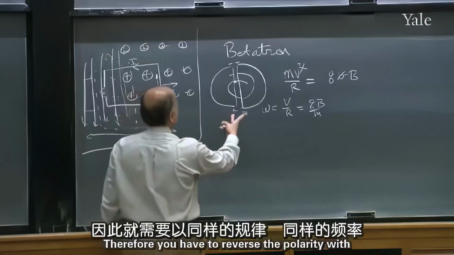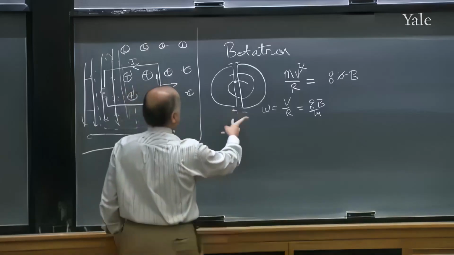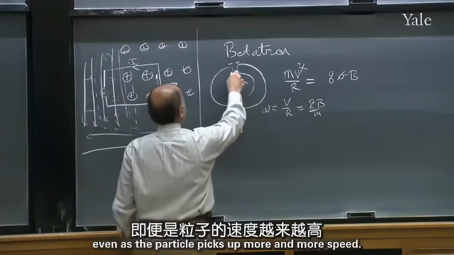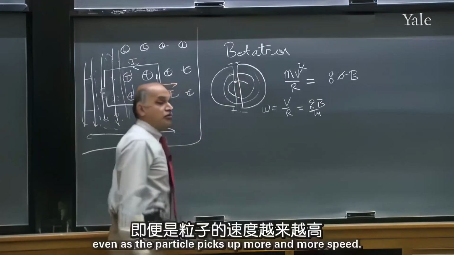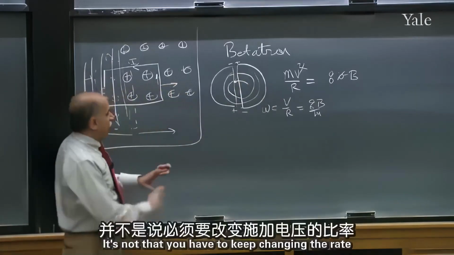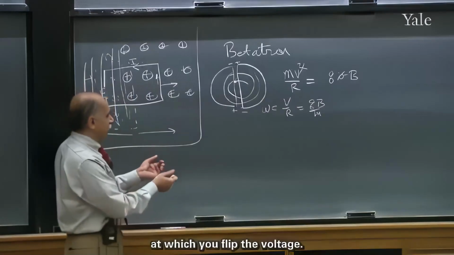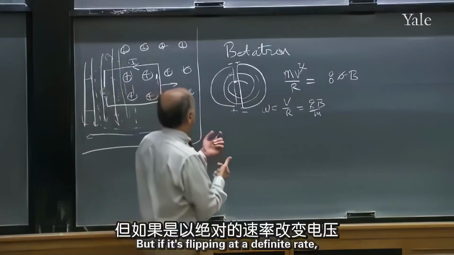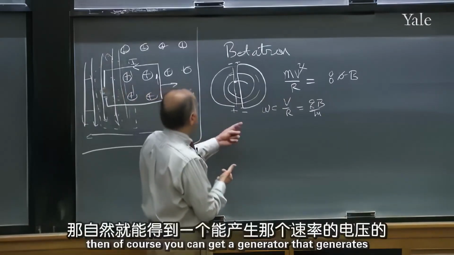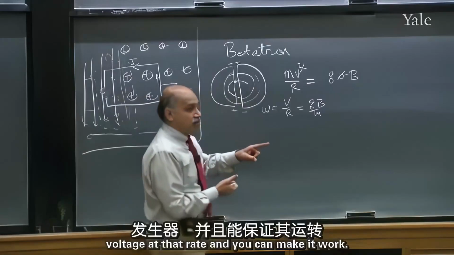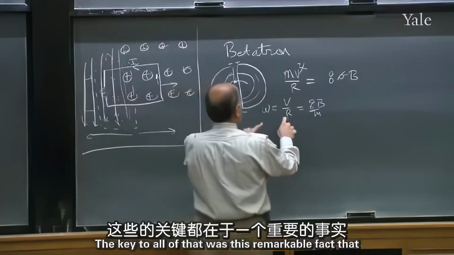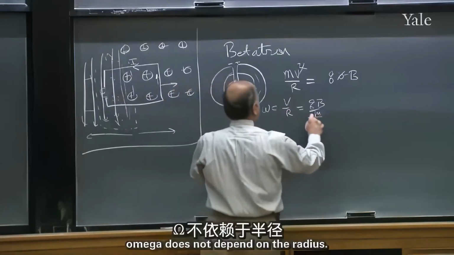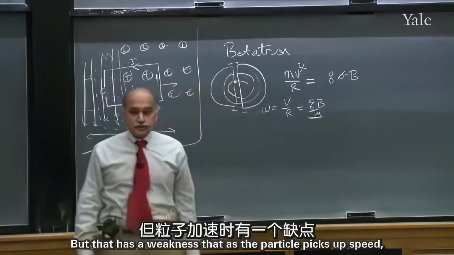Therefore, you have to reverse the polarity with the same regularity, with the same frequency, even as the particle picks up more and more speed. It's not that you have to keep changing the rate at which you flip the voltage. Then you don't have any means of doing it. But if it's flipping at a definite rate, then of course you can get a generator that generates voltage at that rate, and you can make it work. The key to all of that was this remarkable fact that omega does not depend on the radius.